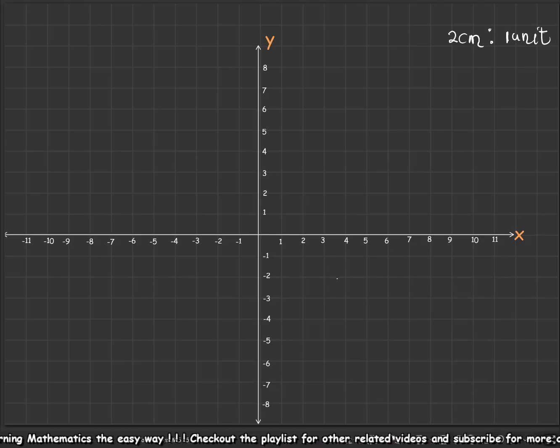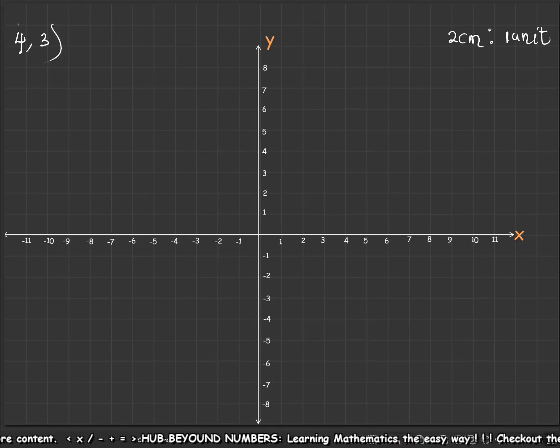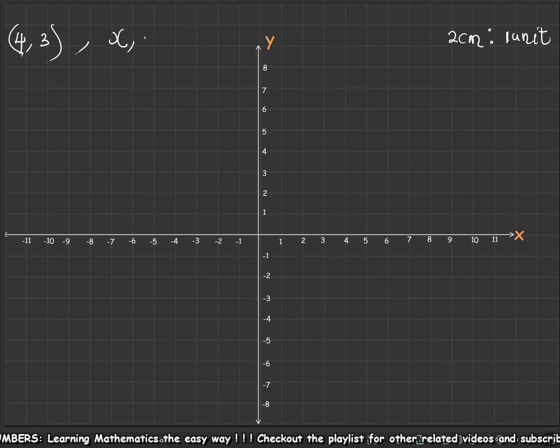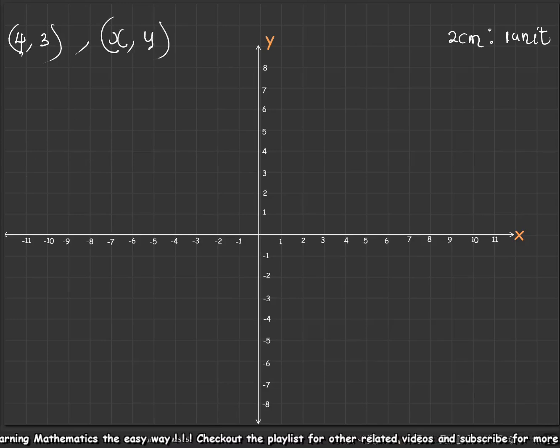So now that the scale is cleared, let's look at how to plot a point. Remember, we made mention of what we call the origin. So anytime you want to plot a point, you always start at the origin. So for a start, let's plot the point 4, 3. Now this 4, 3 here is a coordinate. Coordinates are written in ordered pairs. That is in X and then Y, right?